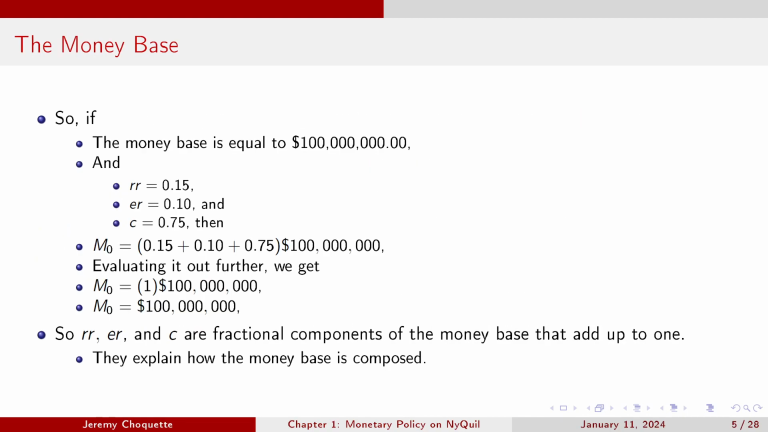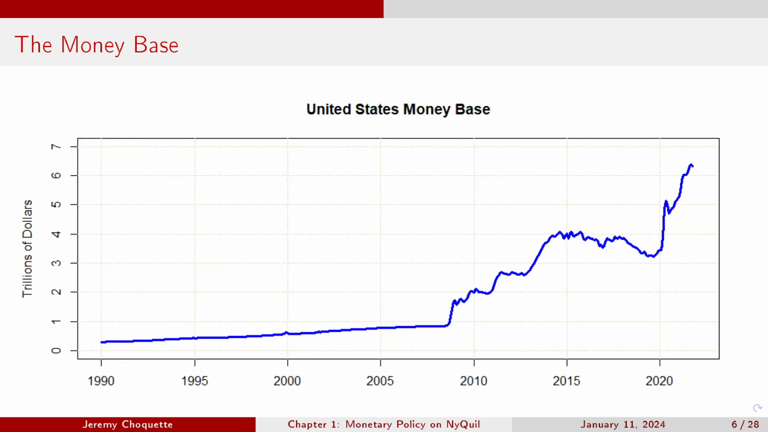So if the money base is equal to, what is that, $100 million, RR is 0.15, ER is 0.1, C is 0.75, well, then that tells me 15% of that is required reserves, 10% is excess reserves, 75% is currency. So they're all fractional components of the money base that add up to 1, and that would thus explain how the money base is composed.